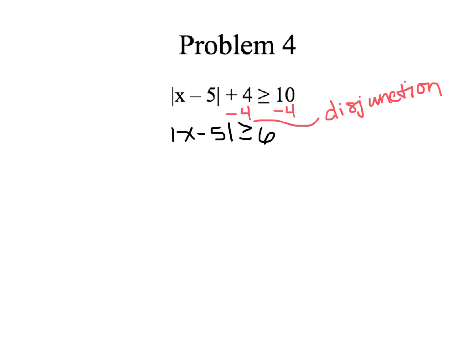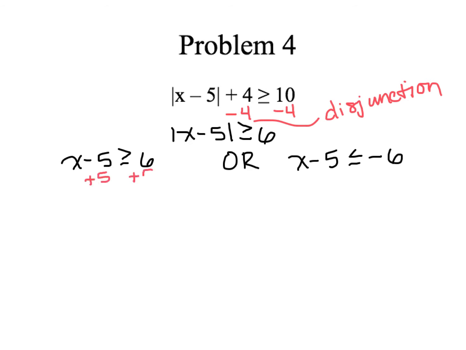So I'm going to write my two inequalities. So I get x minus 5 is greater than or equal to 6, or x minus 5 is less than or equal to negative 6. Add 5, and I get x is greater than or equal to 11, or plus 5, and get x is less than or equal to negative 1.